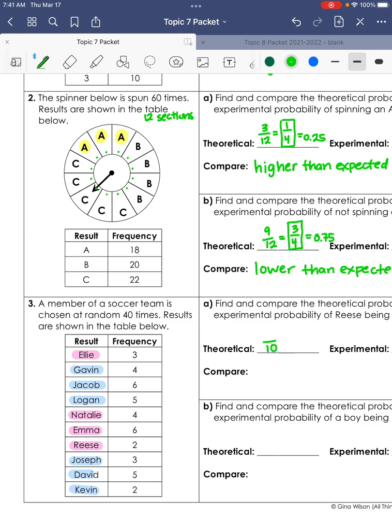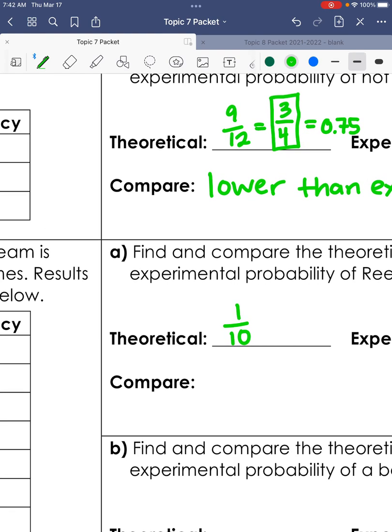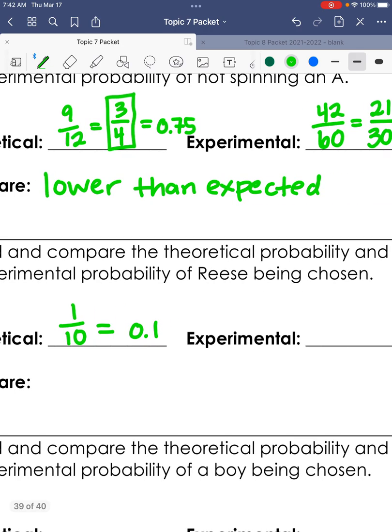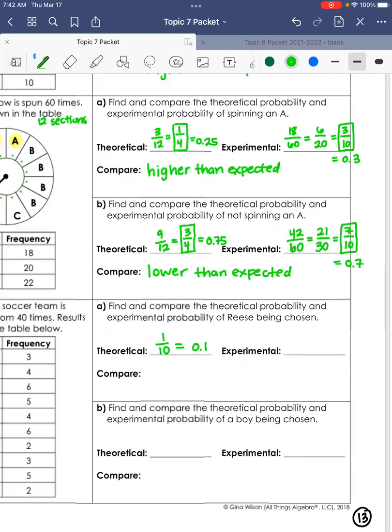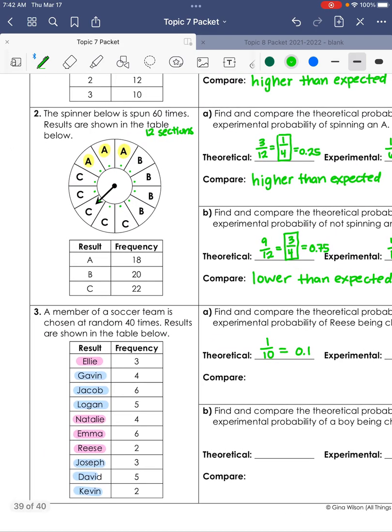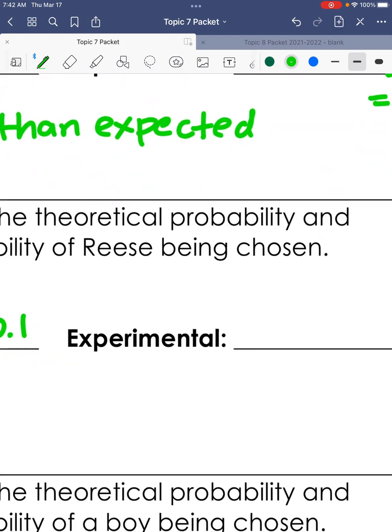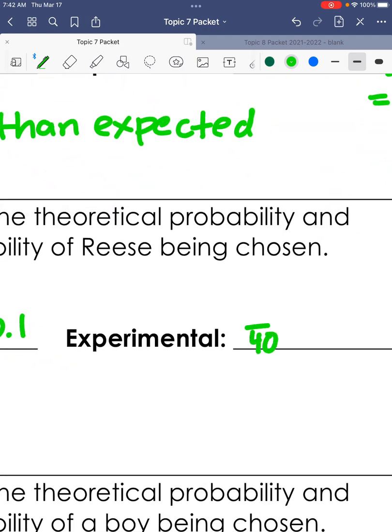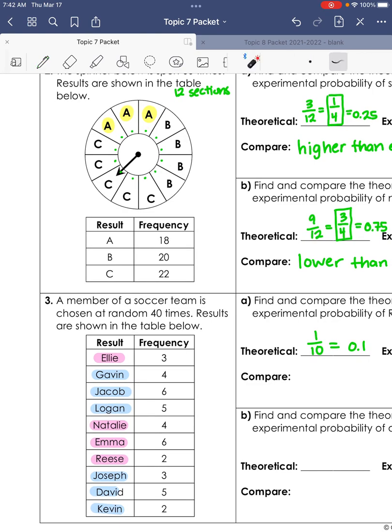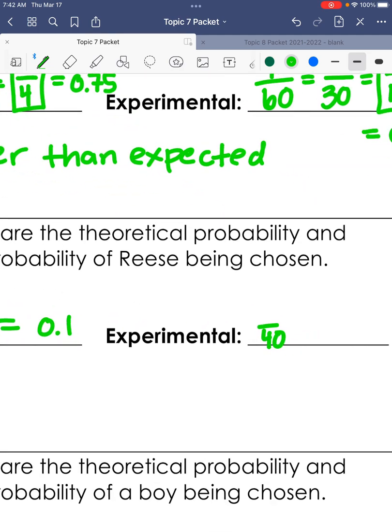And how many of them are Reese? Well, when I just read through the names, I only see 1 Reese right here, so 1 favorable outcome. So 1 divided by 10, when I put that into my calculator, I get 0.1. Okay, so now that's what should happen. Let's talk about what actually happens, okay? So I know that we chose a team member 40 times. So 40 is going to be my denominator. Okay. And then how many times was Reese chosen? Well, it says right there 2 times. So 2 favorable outcomes out of 40.